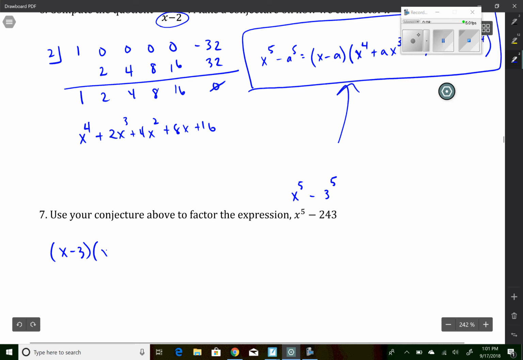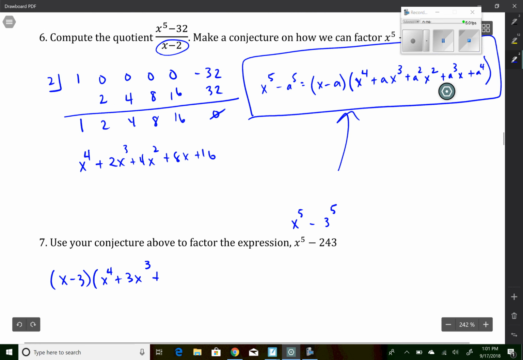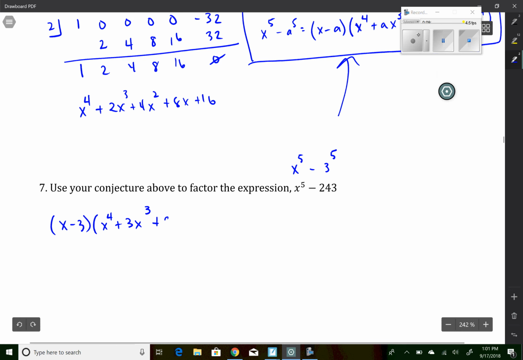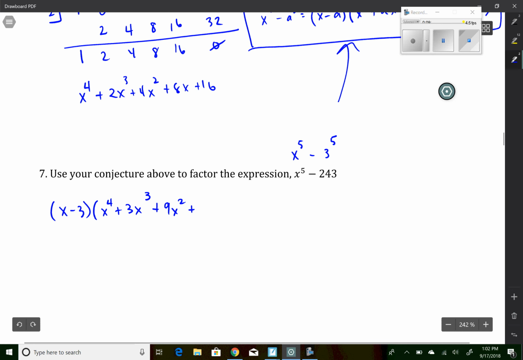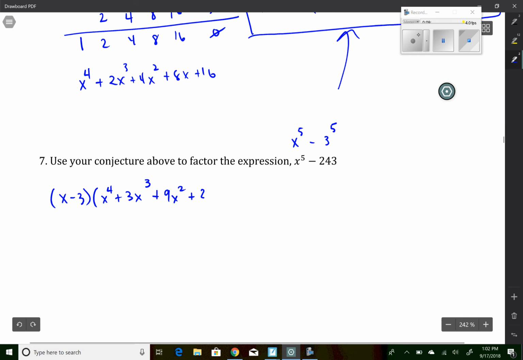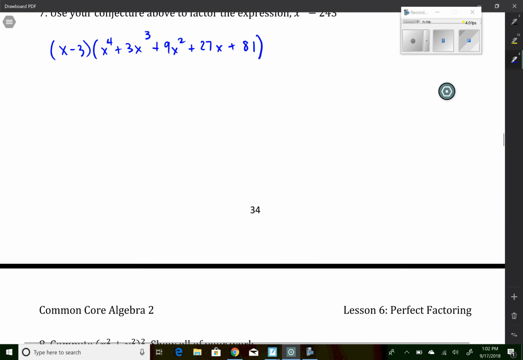I'm going to put x to the 4th power plus 3x to the 3rd power plus, now if you notice it's a squared, so that would be 9, x to the 2nd power. Then it would be 3 to the 3rd power, so that would be 27x plus 81. There's your factoring. If you don't believe me, multiply it all out and check it.